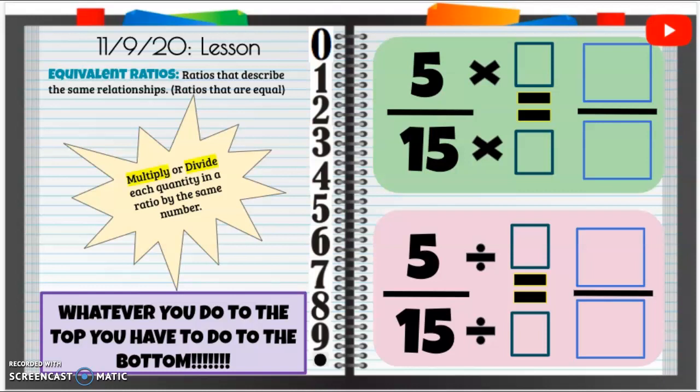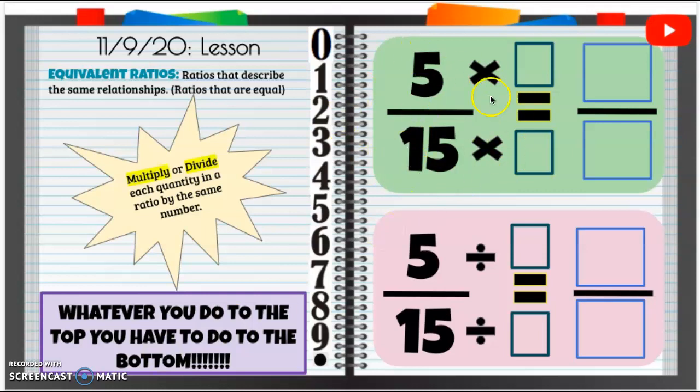November 9th, 2020 lesson. All right, so equivalent ratios are ratios that describe the same relationships, or in other words, ratios that are equal. So first of all, you can multiply or divide each quantity in the ratio by the same number. Whatever you do to the top, you have to do to the bottom. So what you do to the top, you must do to the bottom.